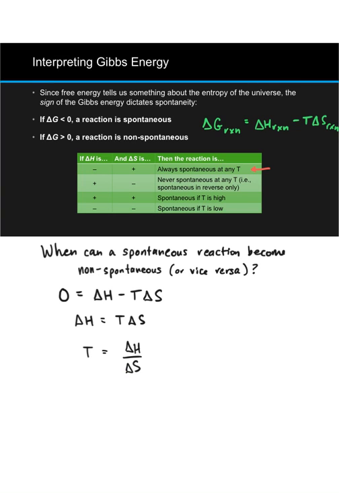Notice that a reaction that's always spontaneous at any temperature would result in a Kelvin temperature that's negative, which is an impossible result. A reaction that is never spontaneous at any temperature also results in a negative T, which is a physically unrealistic result.